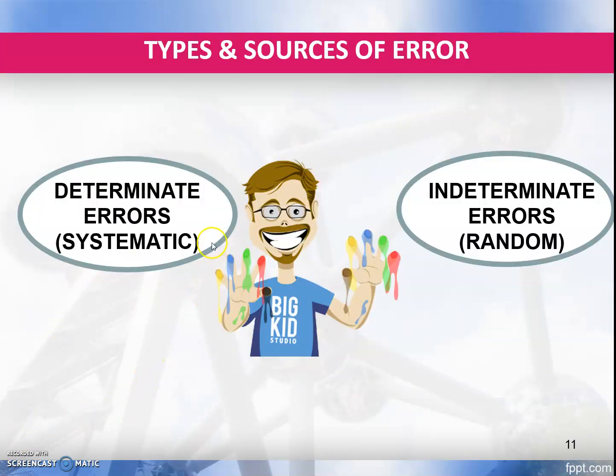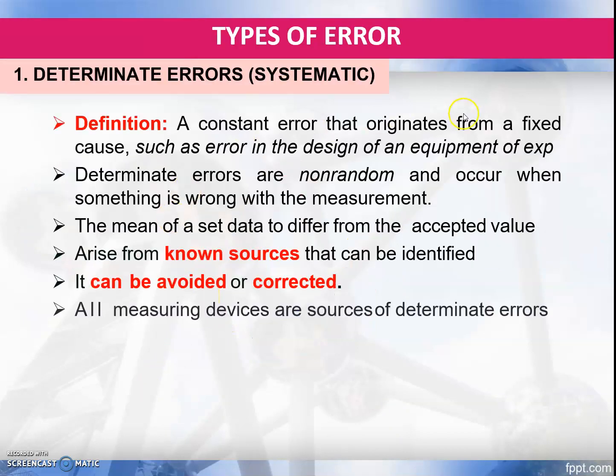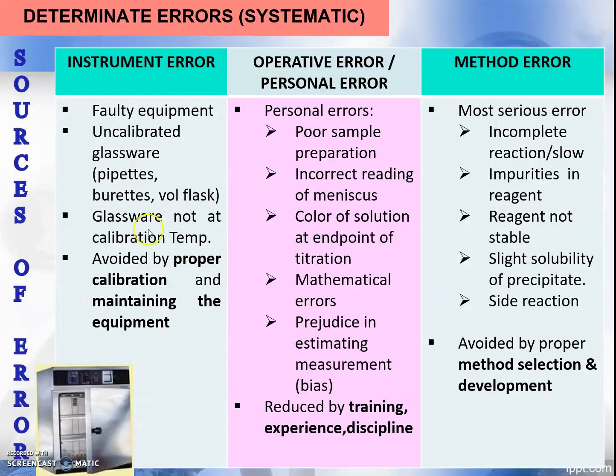For types of error, there are two types: determinate error and indeterminate error. For determinate error, since we know the sources, this kind of error can be avoided. It has three sources, from determinate or systematic error. First is instrument, second is operative or personnel, third is method.